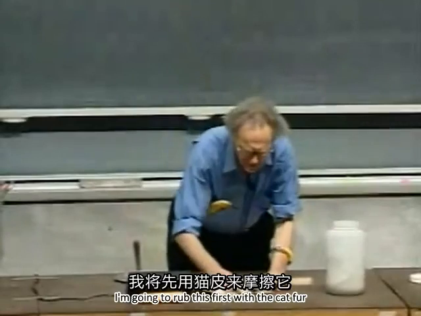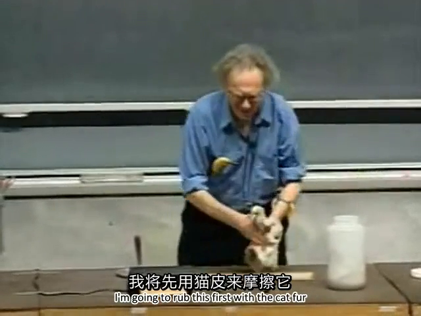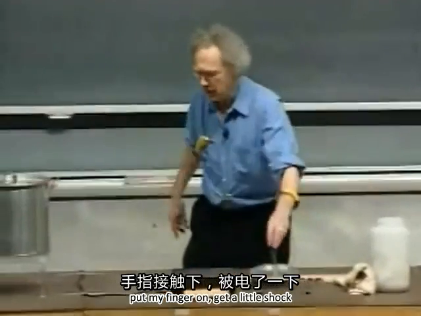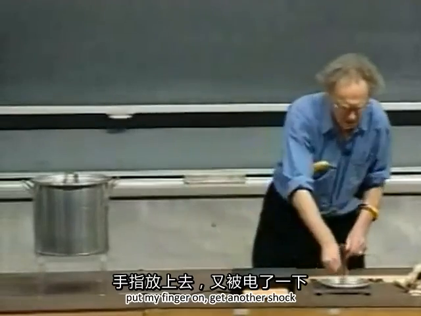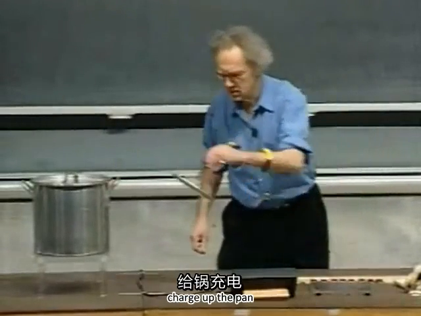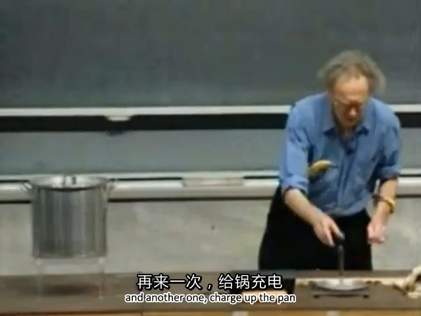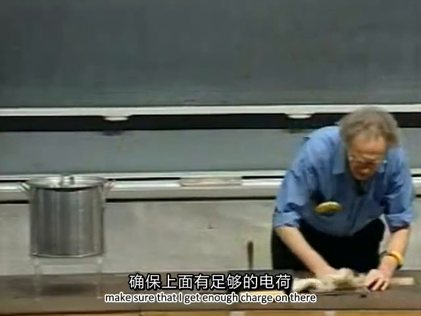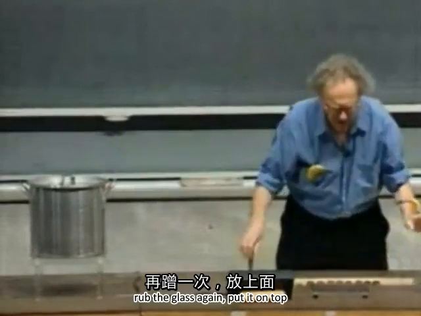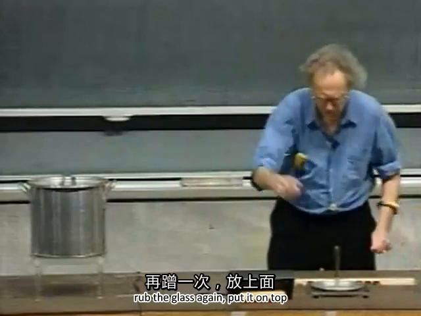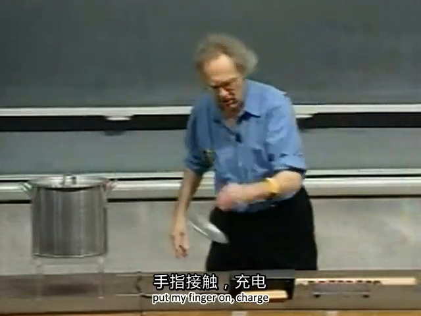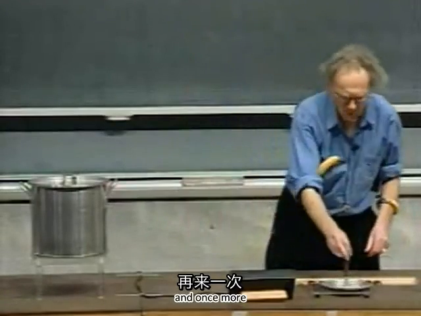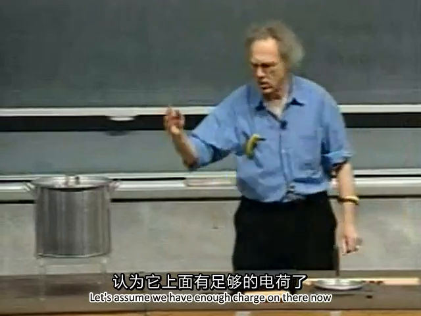I'm going to rub this first with the cat fur, put it on, put my finger on, get a little shock, charge up the pan, put my finger on, get another shock, charge up the pan, and another one, charge up the pan. Make sure that I get enough charge on there, rub the glass again, put it on top, put my finger on, charge once more, and once more. Let's assume we have enough charge on there now.